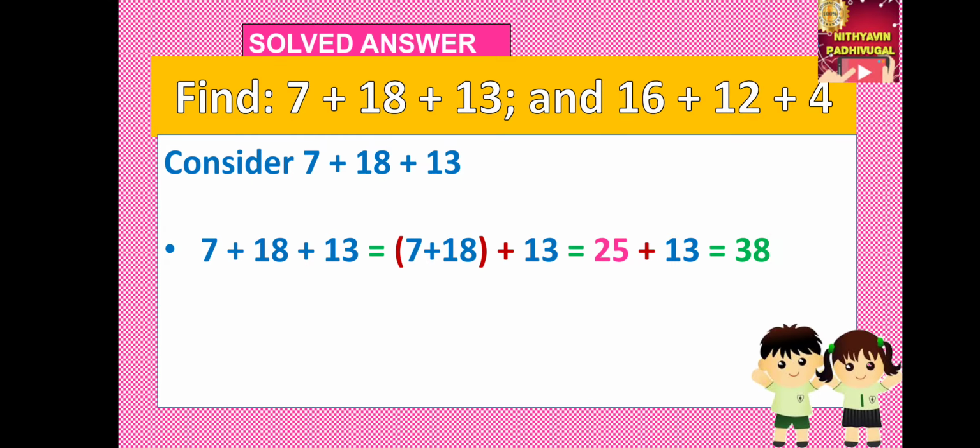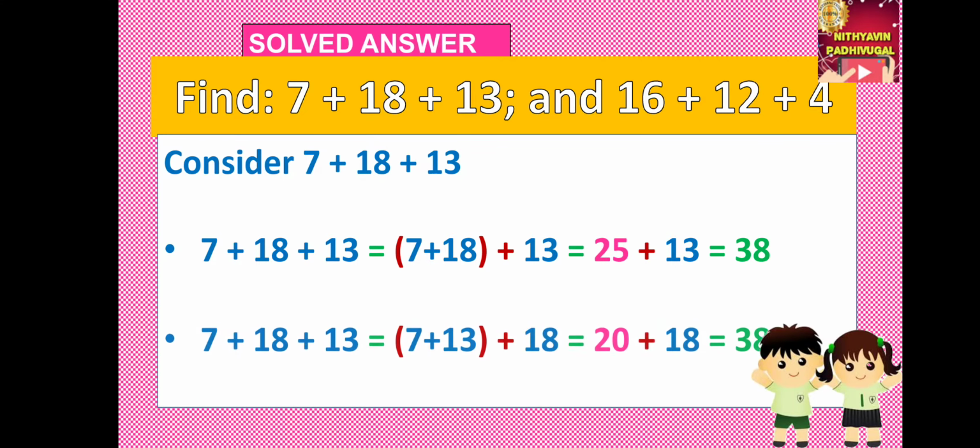In the next method, we are going to choose the numbers and rearrange the numbers for our convenience. How? Let us see. The problem is the same, 7 plus 18 plus 13, but we are interchanging 18 and 13 because the commutative property holds good for addition, right? What is the commutative property? After interchanging the numbers under addition, the result will not be changed. That is called the commutative property.